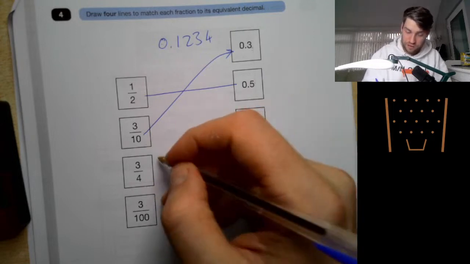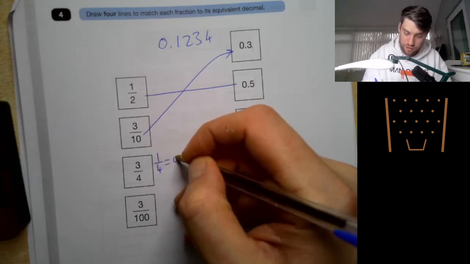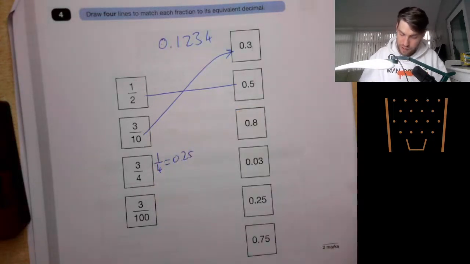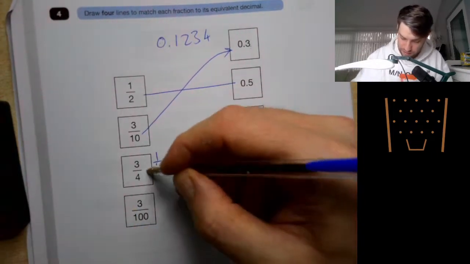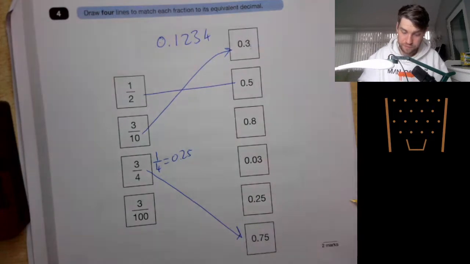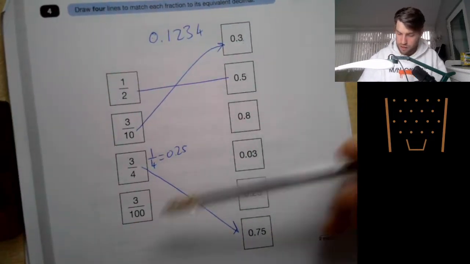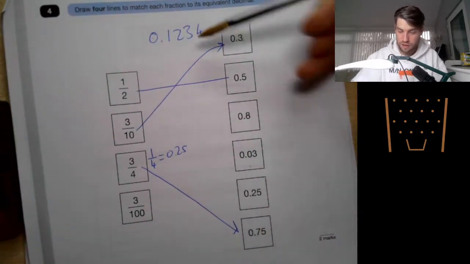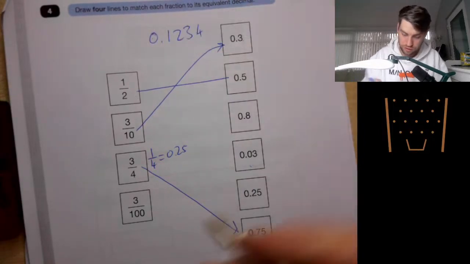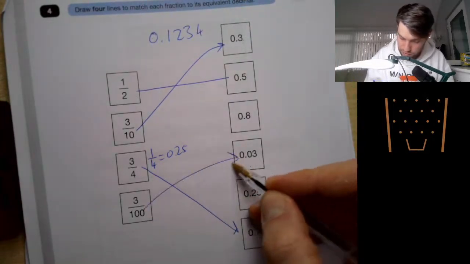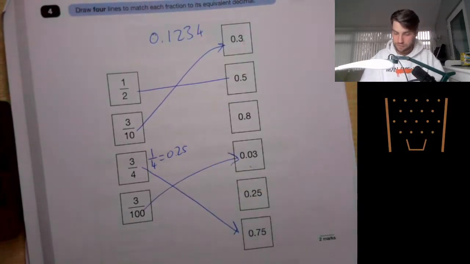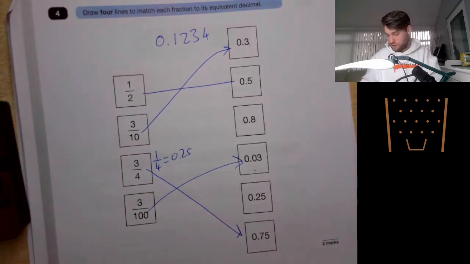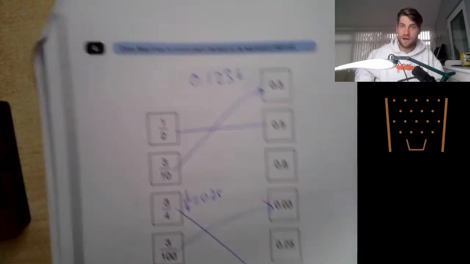3/4, well, to remind you, 1/4 equals 0.25. So you can see that's there, but I've got 3 of them. So now that is going to be 0.75. And 3 hundredths is going to be this one here. Remember, this column here is the hundredths. So 3 hundredths, that will then go to there. Nice and easy. Right. Question 5.